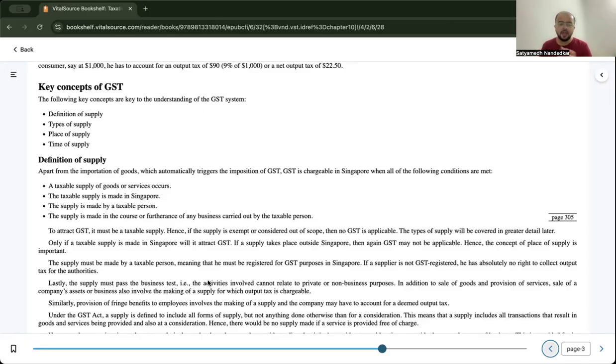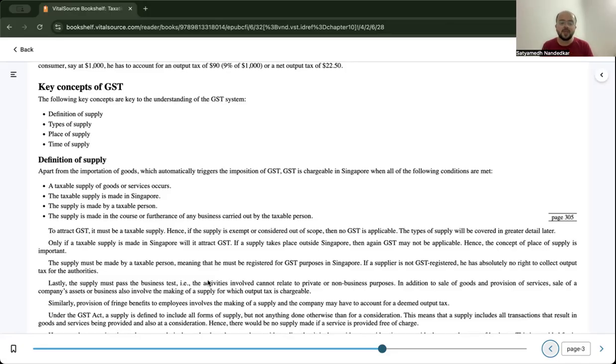Hence, it is important that it should be made by a taxable person, it should be made in Singapore, it should be in the course of furtherance of business carried out by the individual. So, if I am just gifting you something on your birthday, then it is not in the course of furtherance of business, and hence GST will not be applicable.